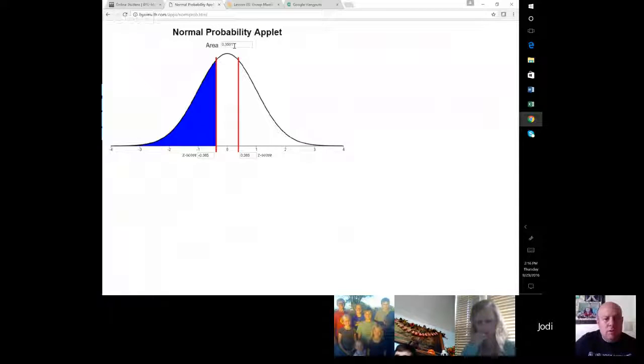Patty and I figured out that if you push tab on the applet instead of enter, it works, because sometimes enter doesn't work. I don't know why. The right thing wasn't highlighted. What did you get for the z-score again? Negative 0.385. Okay, so 0.62305. Yes, that's what I got. I must have typed something in wrong my first time.